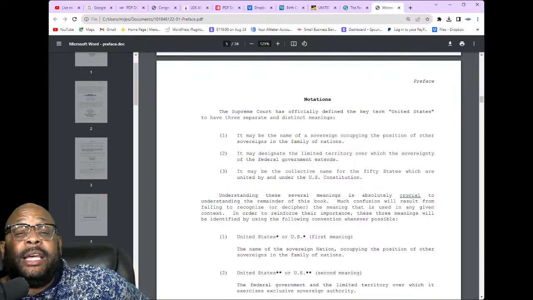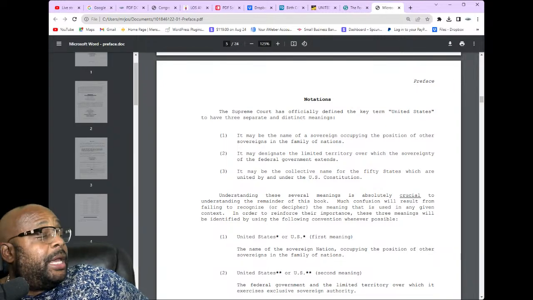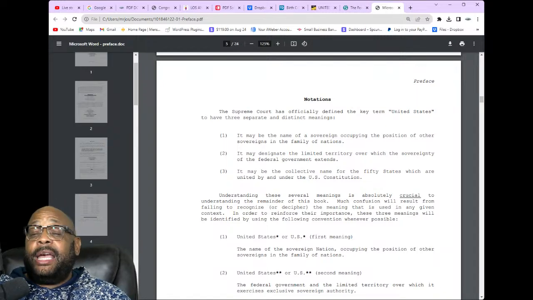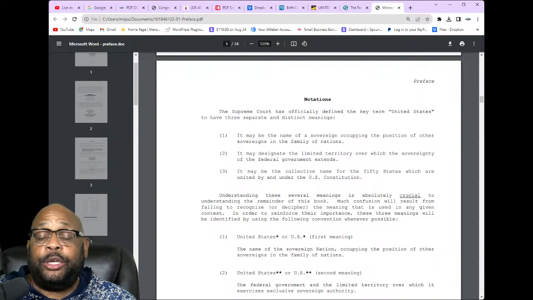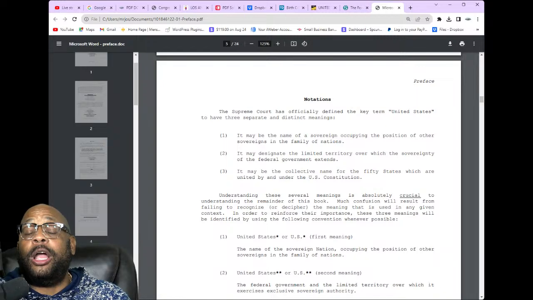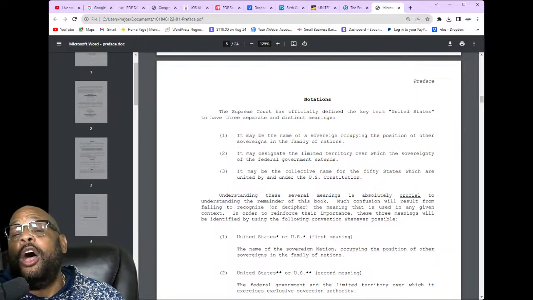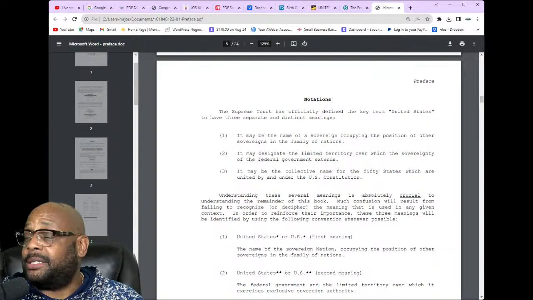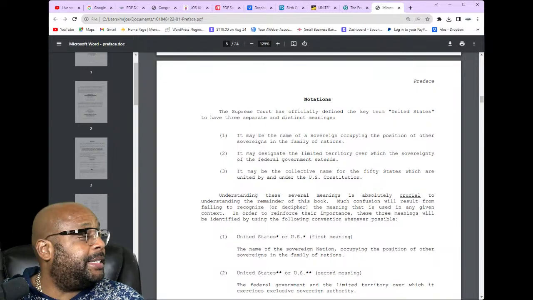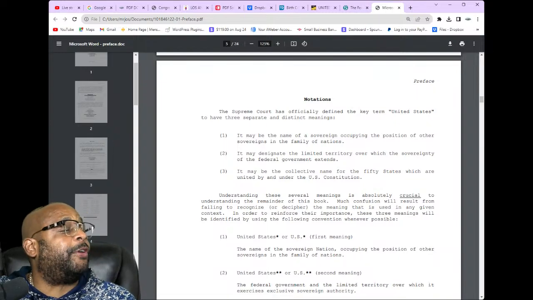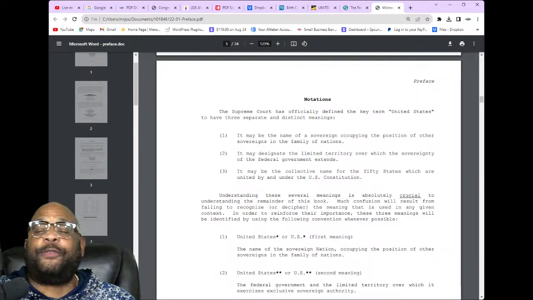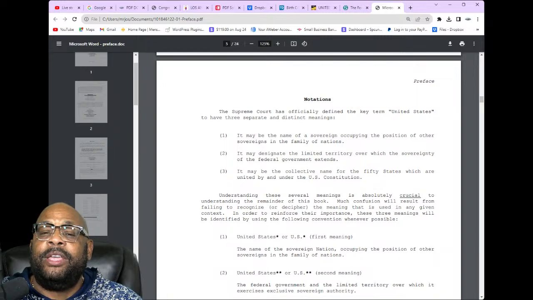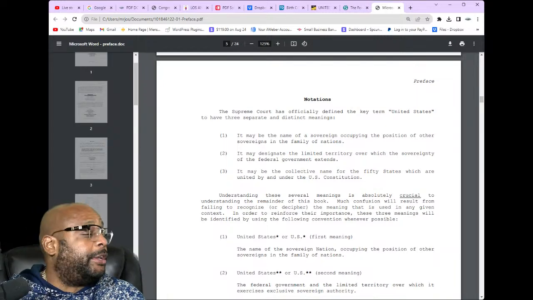So, of course, they use this word magic on you. When they say United States, you don't know what they're talking about. It could be any one of these three meanings. It could mean collectively, when all the states came together and united and formed the nation we call United States of America, or it could be a proper noun, the name of a corporation like Federal Express. All right, it has a federal name, but that's the name of a company. Okay, United States. And it'd be the name of a sovereign occupying the position of one of the sovereigns in the family of nations when they take their seat in the United Nations. Okay, United States. So these are the three meanings that are attributed to it.